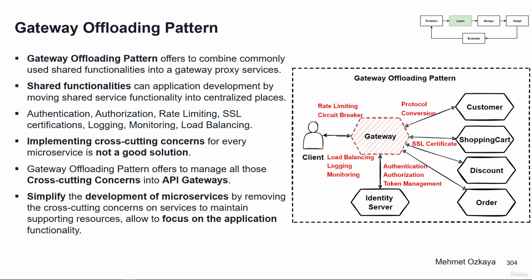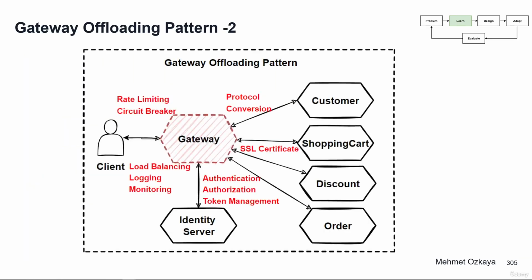So implementing the gateway offloading pattern helps us simplify the development of microservices by removing the cross-cutting concerns from services that maintain supporting resources, and allows us to focus on the application functionality, leaving these cross-cutting concerns to the API gateway experts. Now let's look at the image on the slide.